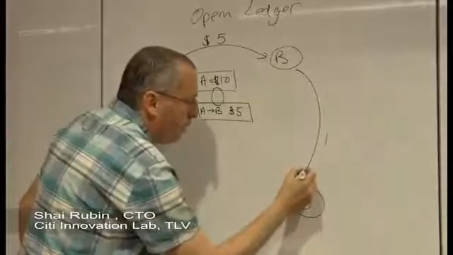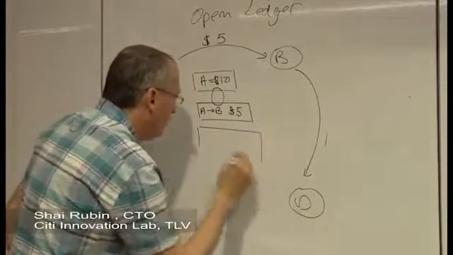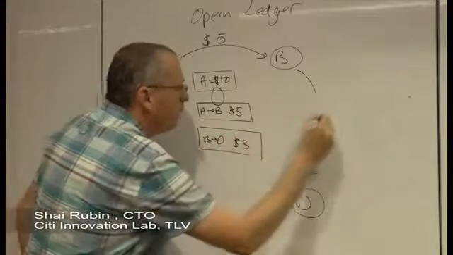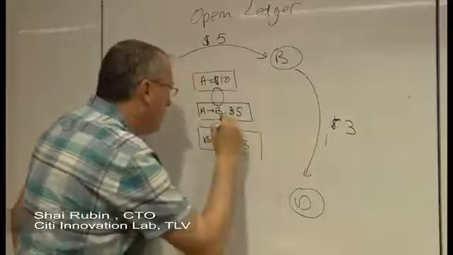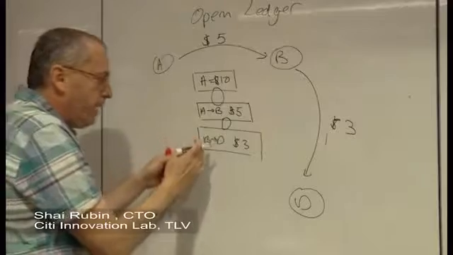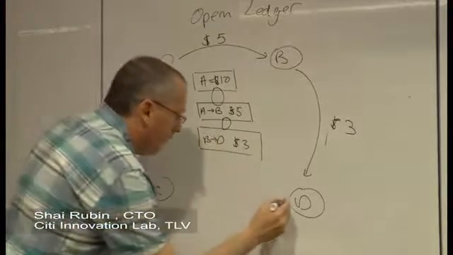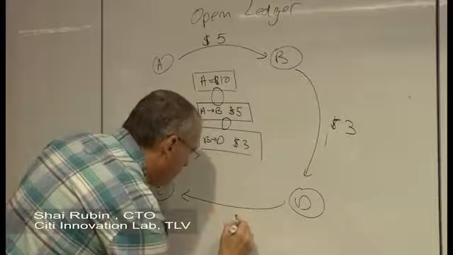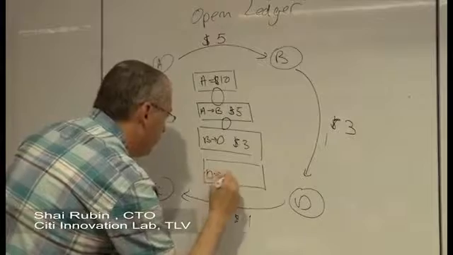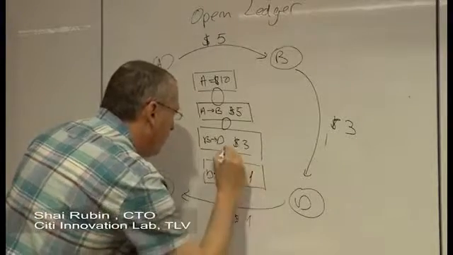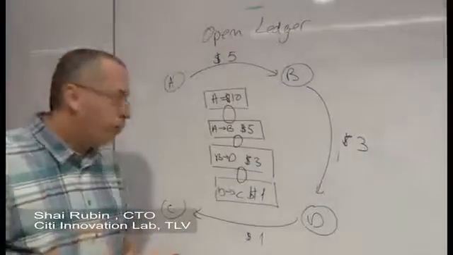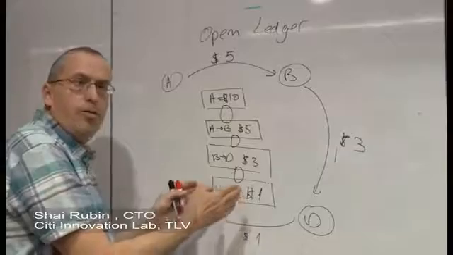Then let's assume that B wants to move to D $3. So we are going to do the same. We are going to link another transaction into the ledger, into the chain, that says B moves to D $3. Finally, if we want to move $1 from D to C, again, we will do the same process. D moves to C $1 and we link it to the ledger, to the open ledger. Okay, so this is the concept of open ledger.